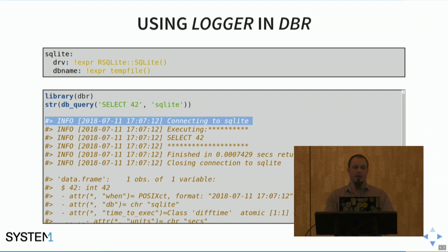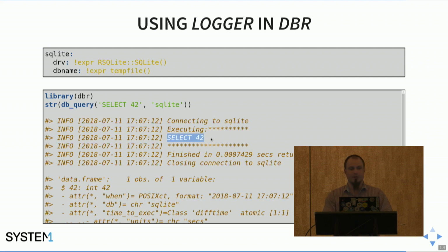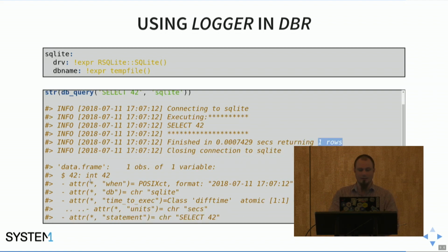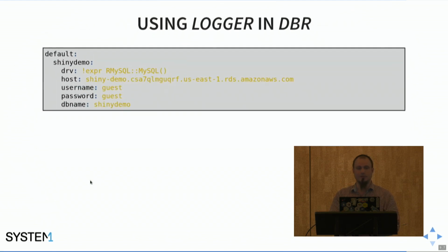You see when we are making the database connection, you get the actual SQL statement logged to your console, file, Slack, whatever. You get the number of rows, which is important when you are checking production job output, and you see that no rows were returned, and so on. And there are some attributes also logged, which might be useful.